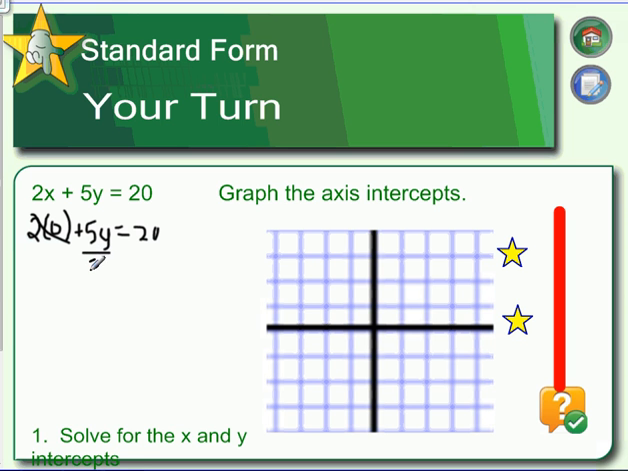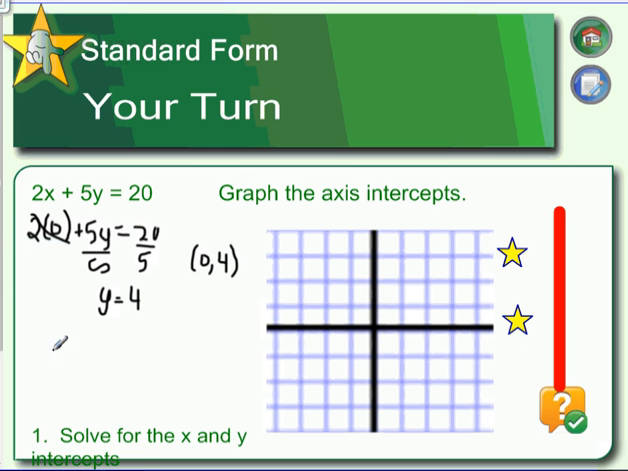Divide both sides by 5. And y will equal 4. So my first point will be 0, 4.